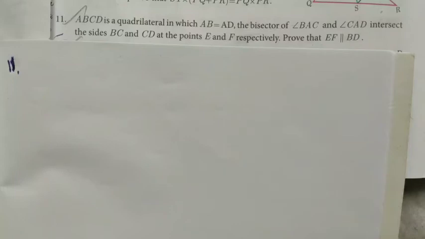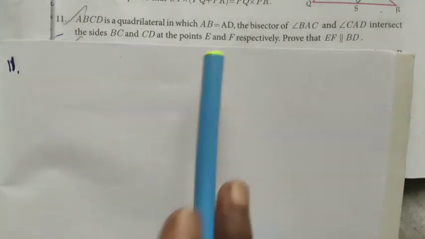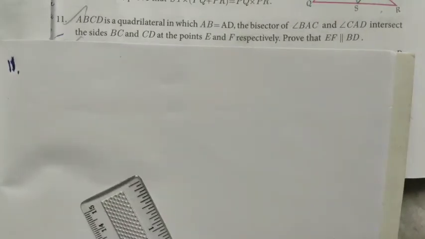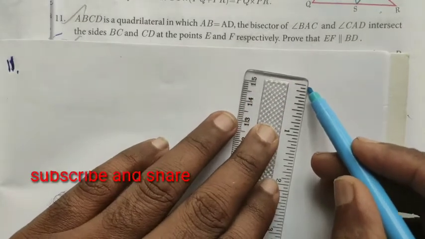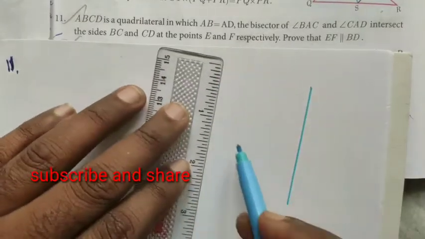Students, class 10, exercise number 4.2, question number 11. ABCD is a quadrilateral in which AB is equal to AD. The bisectors of angle BAC and angle CAD intersect the sides BC and CD at the points E and F respectively. Let's draw the quadrilateral. Quadrilateral means a four-sided enclosed figure, right? Let me draw a quadrilateral.